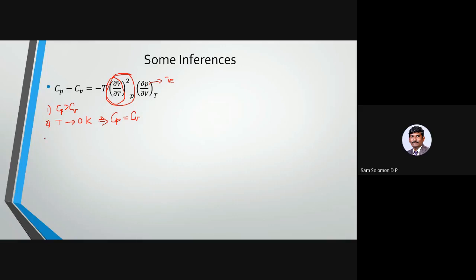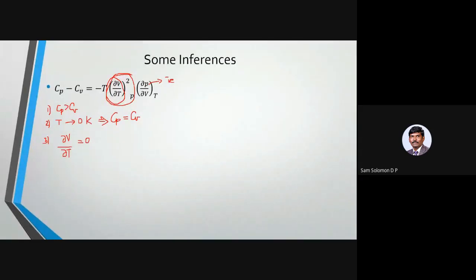Another inference what we can see here is partial V partial T. If this becomes 0, so this is in a VT diagram, a diagram with volume on the y-axis and temperature on the x-axis.